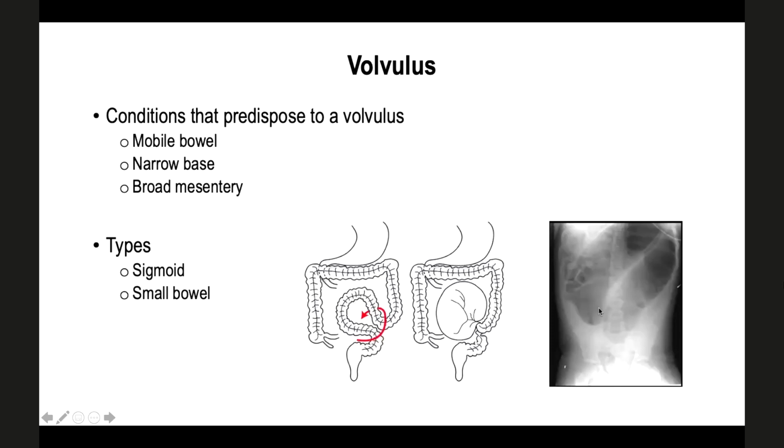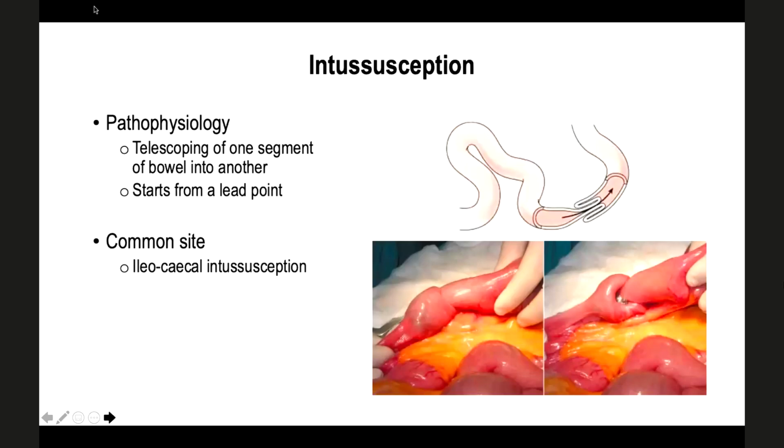Okay, this is a loop that is twisted upon itself. Closely dilated sigmoid colon with this groove, which is actually where the mesentery is, where it is twisted. So this is what you see in a sigmoid volvulus. Let's look at some other examples. This is another one that you might come across, especially when you work in a particular place, you might come across this more commonly, intussusception.